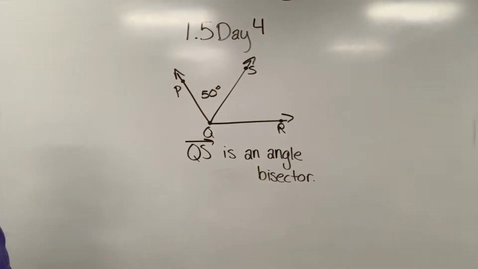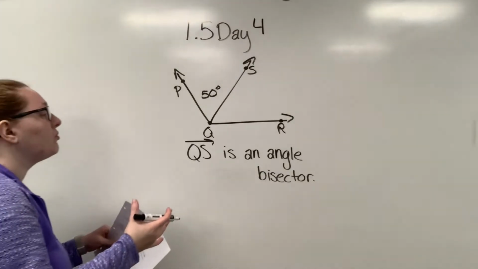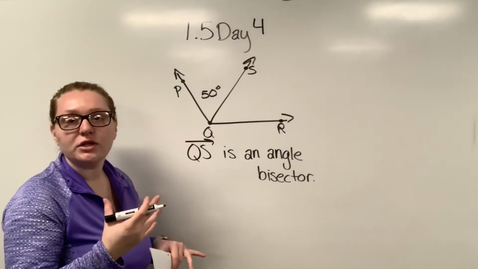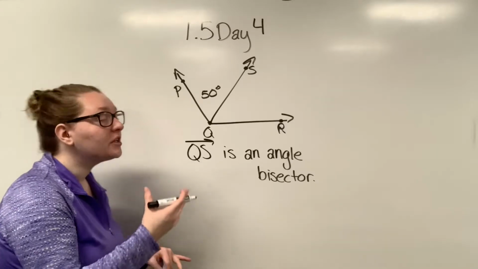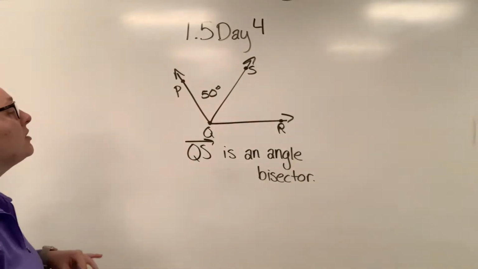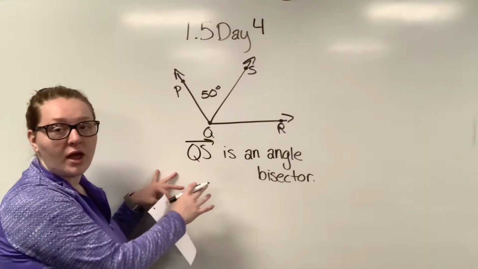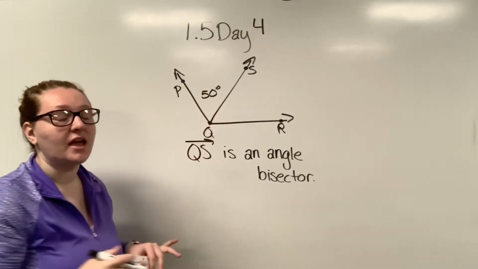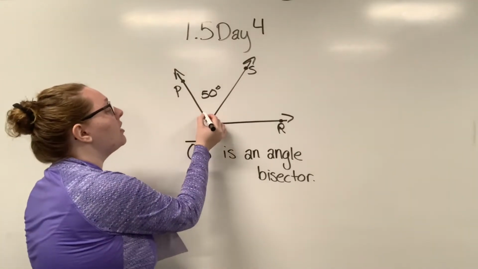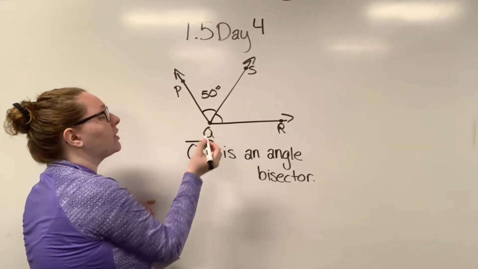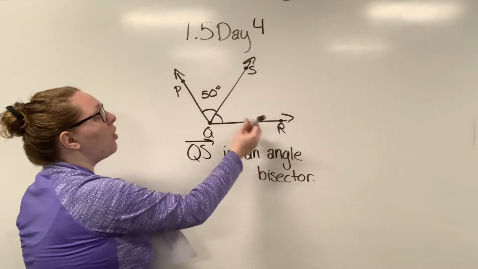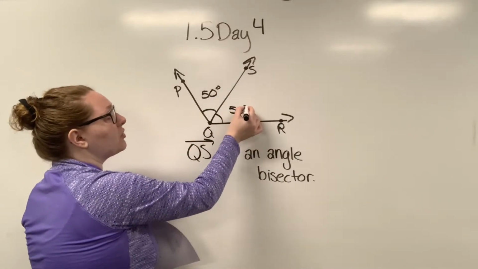With this first example, we are going to use the angle addition postulate that we learned yesterday. The instructions tell us that ray QS is an angle bisector, meaning that these two sides of the angle are congruent. So I'm going to put in our strike marks. We know that they're congruent, and that means we know that angle SQR is also 50 degrees.